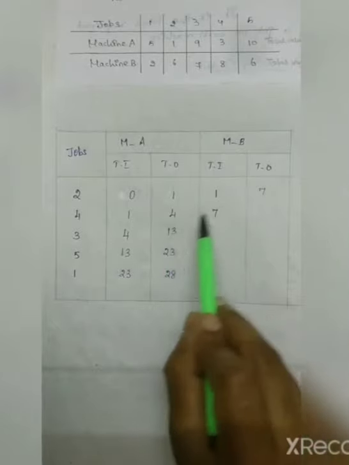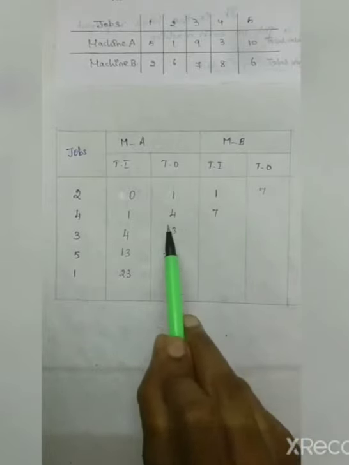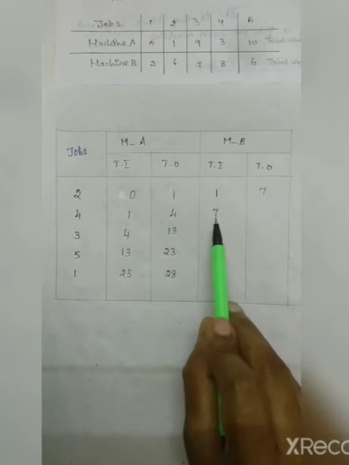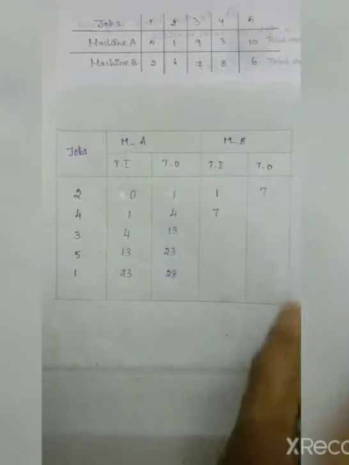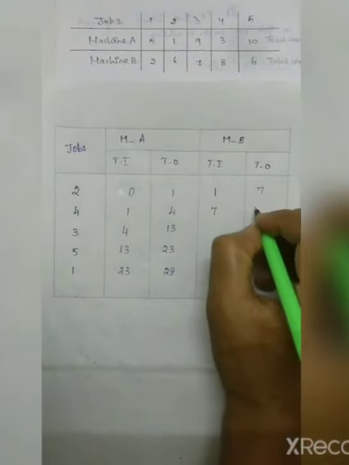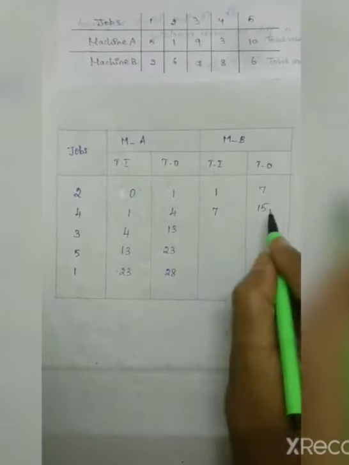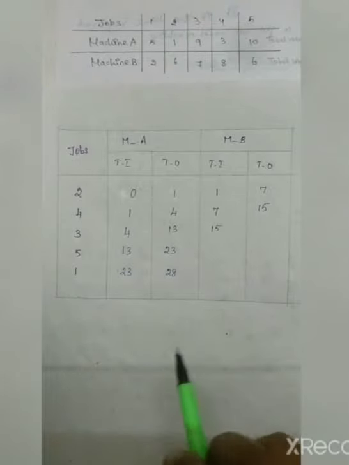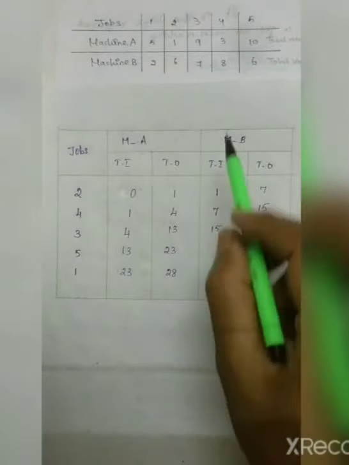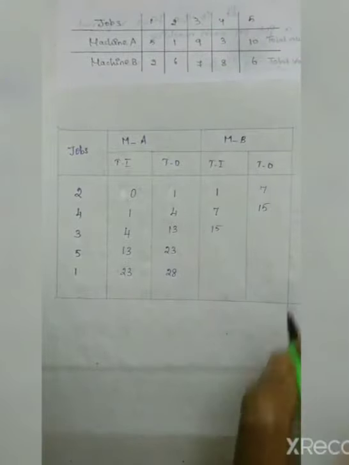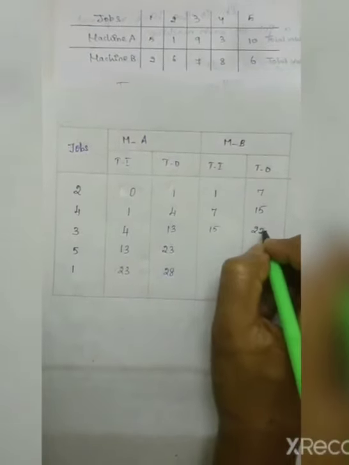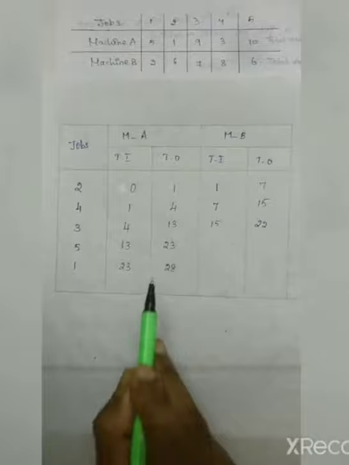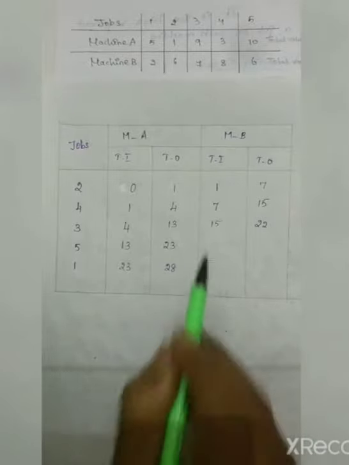So here we have to compare these two values. Which one is the biggest? It should appear here. So 7 will be here. The fourth job processing time for machine B is 8. So 7 plus 8 is 15. Here you have to compare 13 and 15. So 15 is the biggest one. So time in is 15. The third job for machine B is 7. So 15 plus 7 is 22. Now listen, 22 and 23. The biggest value is 23. So you have to write 23 here.